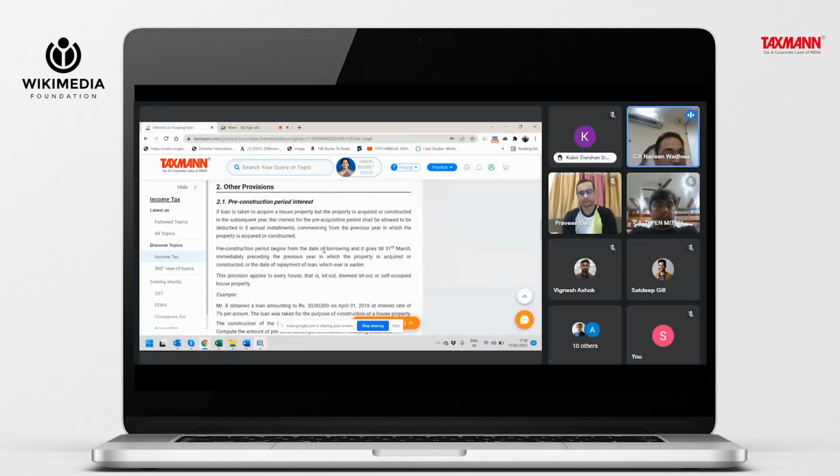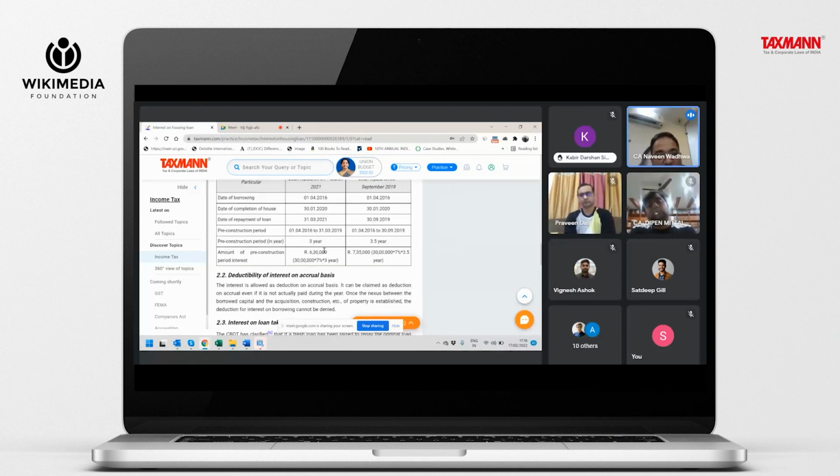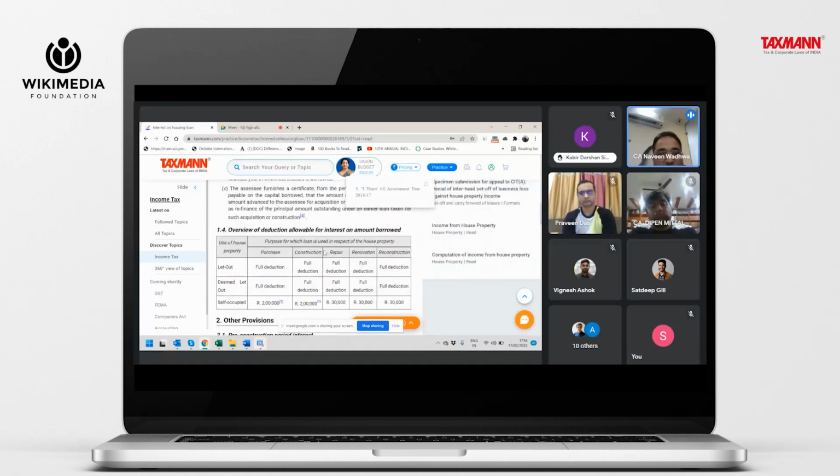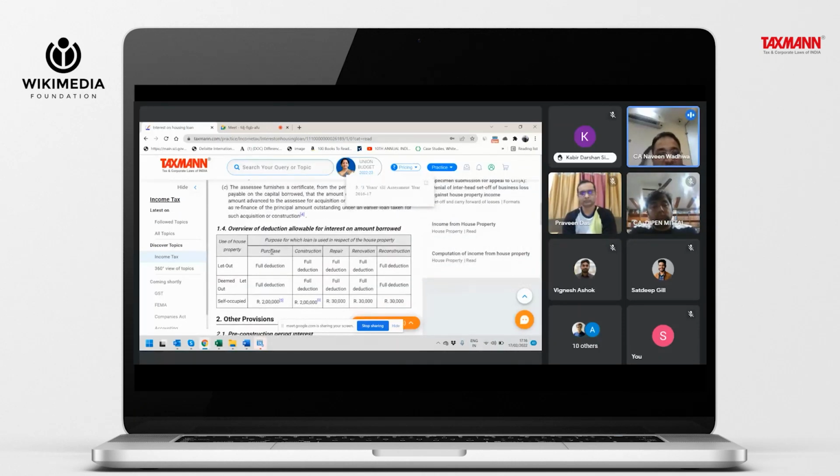And so you may have another question: I have 2 houses and I have taken a housing loan on both the houses. Yes, you can claim the deduction for interest on both the houses, but the upper limit would remain the same, that is 2 lakh rupees, right? But if you have rented out a property, then you can claim the full deduction of the entire interest amount. And for the second house, the deduction limit would be 2 lakh rupees, right? So that's my another point.